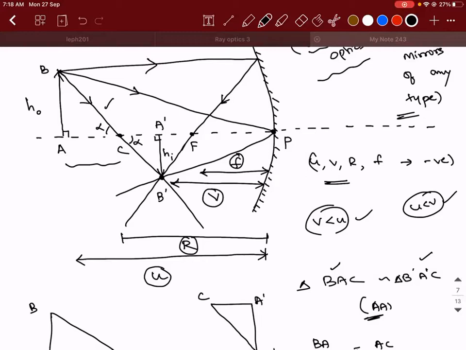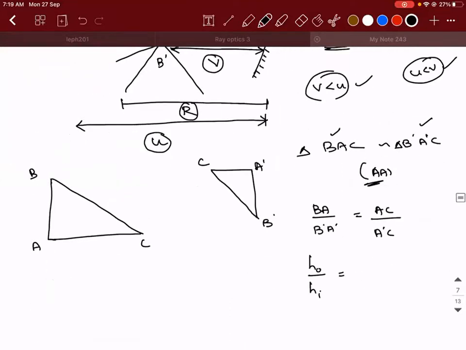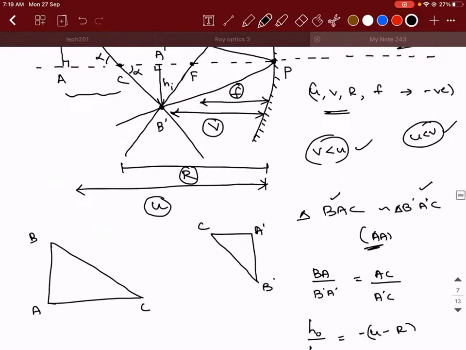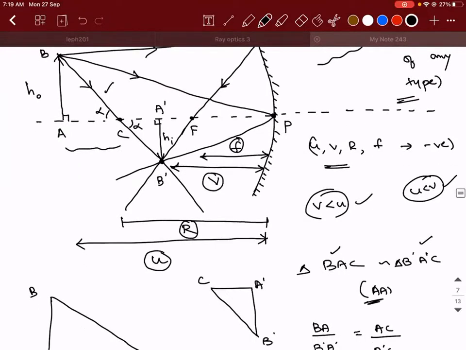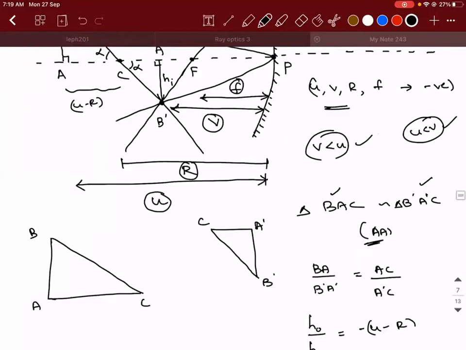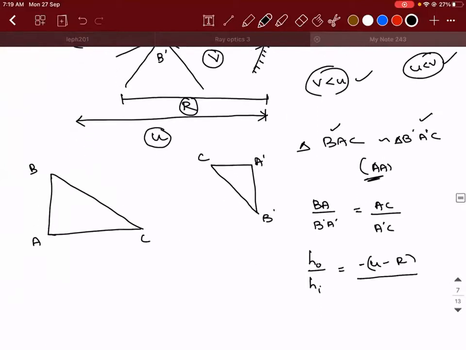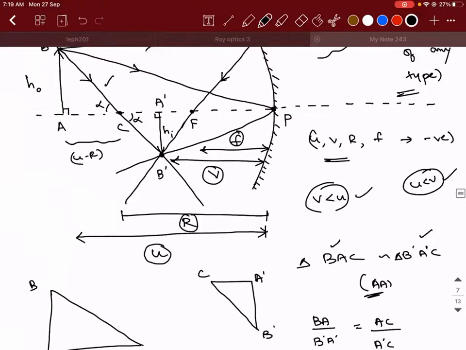U minus R, sir. That's right. So AC is U minus R, but with a negative sign. Correct. U and R both are negative. So U minus R is the distance. But since U minus R is also on the left-hand side of the pole, can I write it with the minus sign? The whole divided by, what is A dash C?